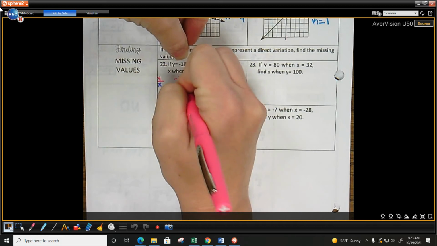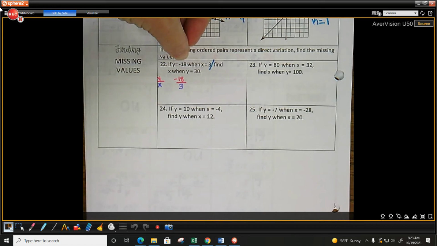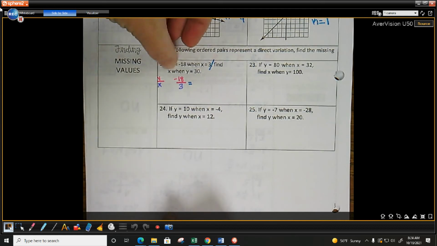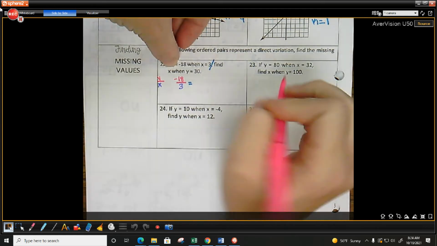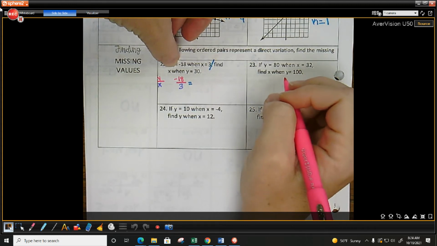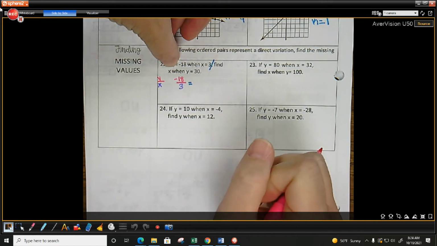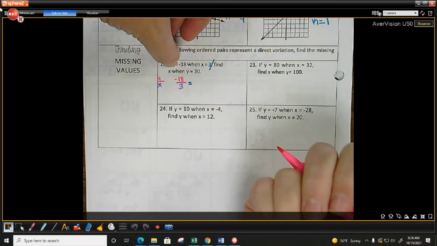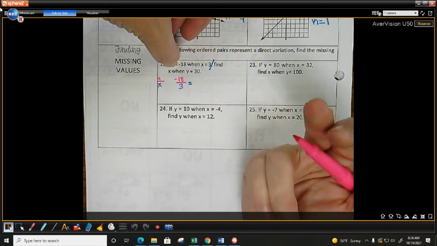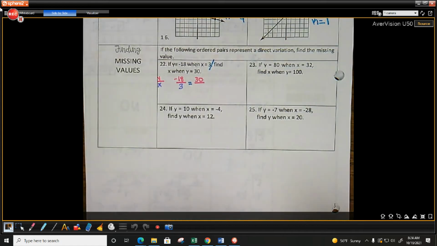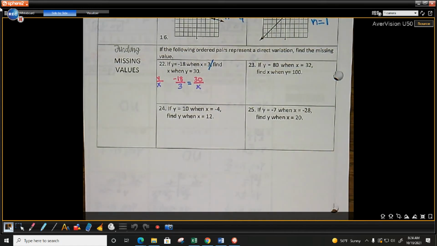Negative 18 over 3 equals, find x when y is 30. So what am I going to write on the right side? 30 over, do I know x? No, so 30 over, if you don't know it, can you replace x with a number if you don't know the value of x? So just 30 over x. We need to find x. Are we okay with that?